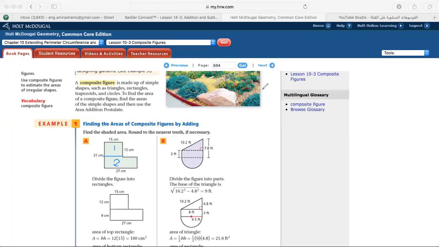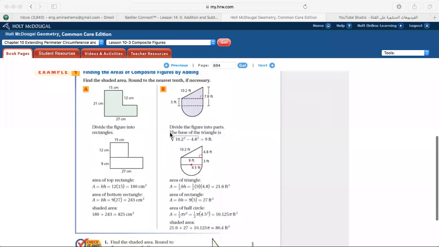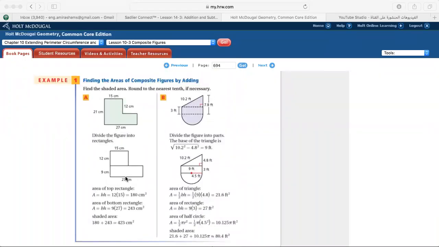When I can get the area of each simple figure, I will add them all to get the area of the whole composite figure. Let's take the first example here. We divided this shape into two parts. This is 1 and this is 2, so I have to get the area of 1 and the area of 2. The area of 1 is base multiplied by height, so 12 multiplied by 15, so it's 180. The second one I have is 27 and 9. I will multiply 27 and 9, so it will be 243, and I will add the two areas together to get the area of the whole figure.